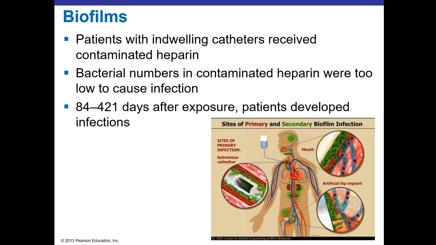So we see that primary sites for biofilm infection are things like the places where those permanent lines and other catheters are going to be put in. So we see an example of the subvenous catheter spot where things are going to be used for an inline portal. The mouth is a primary site. Artificial hip implants, unfortunately, become a major issue for biofilm formation.